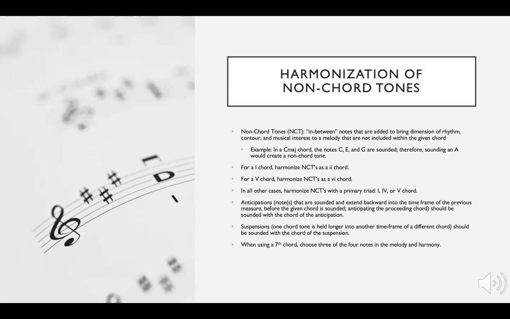So for a 1 chord, harmonizing non-chord tones, you're going to use a 2 chord. And for a 5 chord, you're going to use a 6 chord. And then in all other cases, you're going to use a primary triad, which is a 1, 4, or 5 chord. Anticipations should be sounded with the chord of the anticipation, as well as suspensions. And the definitions are found here on the screen of those two terms. And lastly, when using a 7th chord, choose 3 of the 4 notes in the melody and harmony.